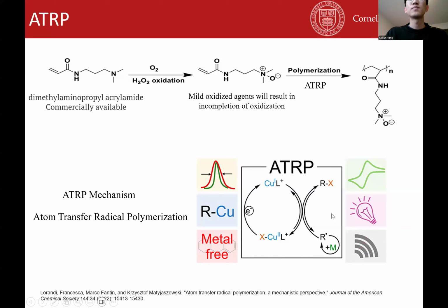However, the radicals will be deactivated by copper 2, which will lower the concentration of radicals in the solution. The rate of termination is low in the solution because the rate of deactivation is faster than the rate of activation. So the rate of termination in the solution is really low, which helps to make a narrow distribution of our polymers.